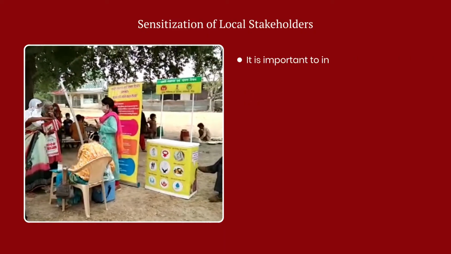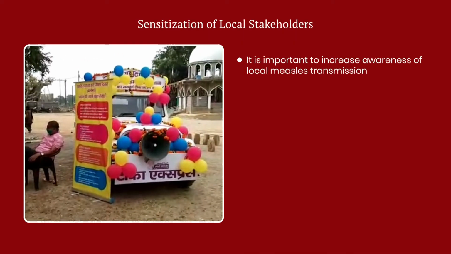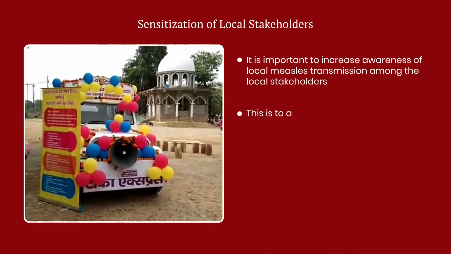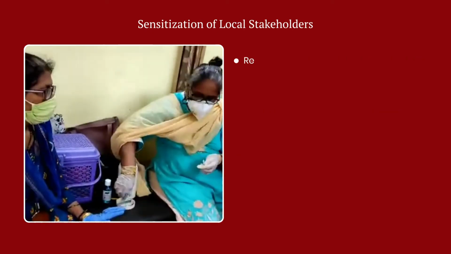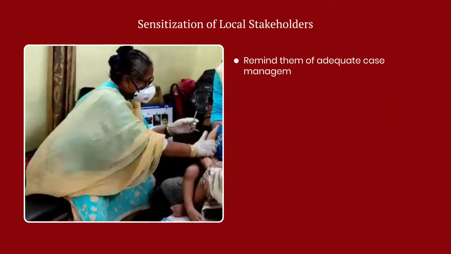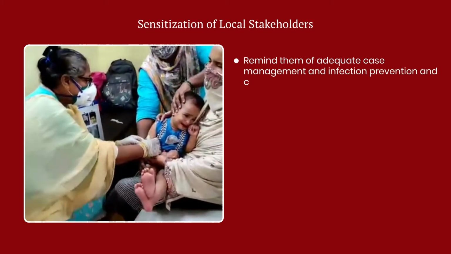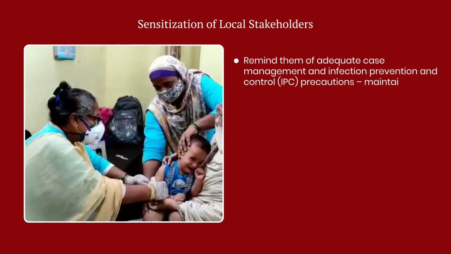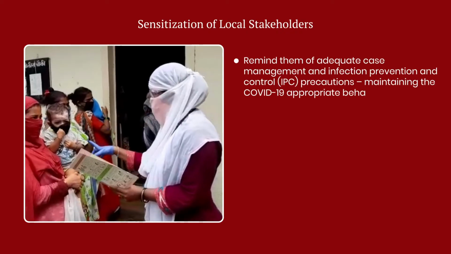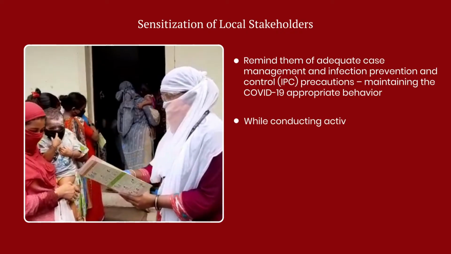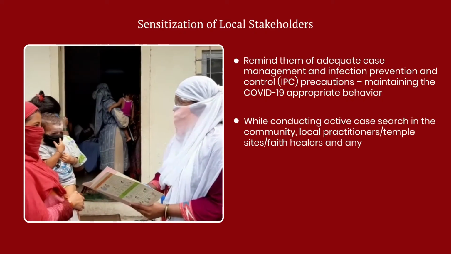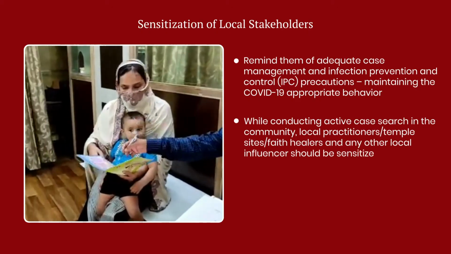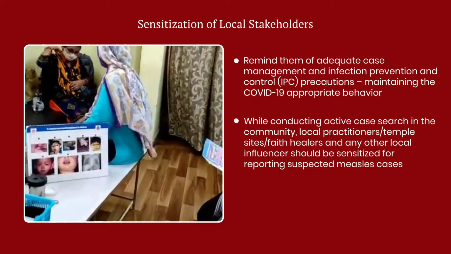It is important to increase awareness of local measles transmission among the local stakeholders. This is to alert them to the outbreak and possibility of further cases. Encourage them to immediately notify suspected cases. Remind them of adequate case management activities, including isolation and infection prevention and control precautions, maintaining the COVID-19 appropriate behavior. While conducting active case search in the community, local practitioners, temple sites, faith healers, and any other local influencers should be sensitized for reporting suspected measles cases.